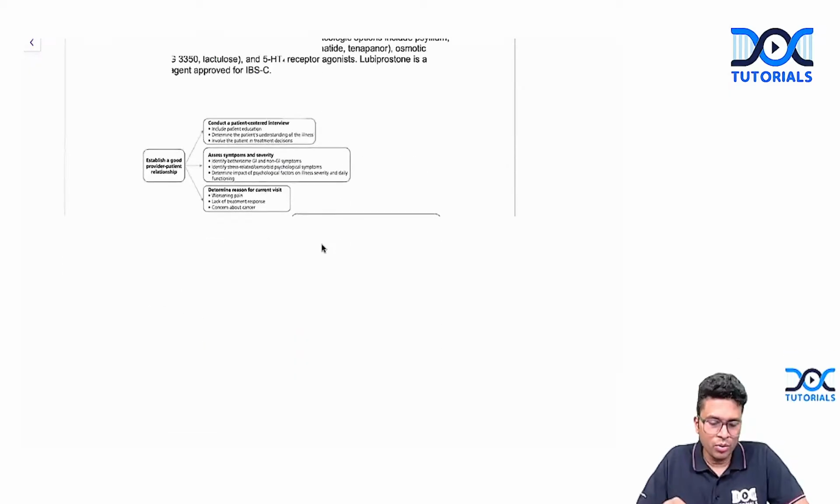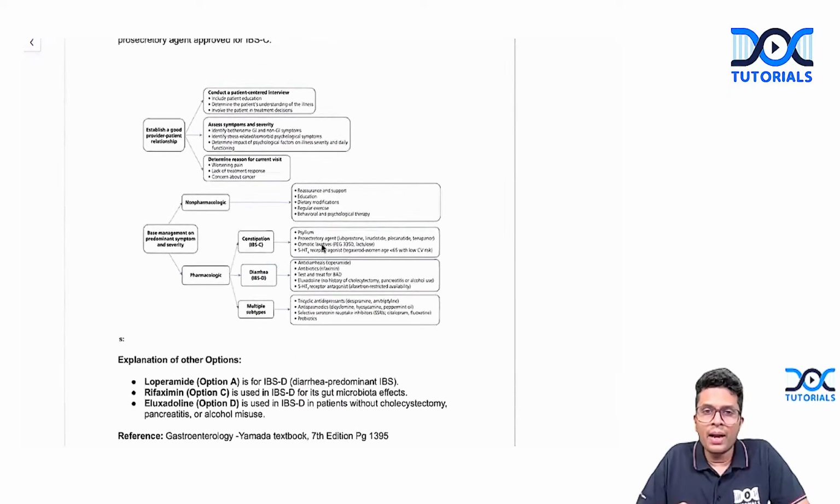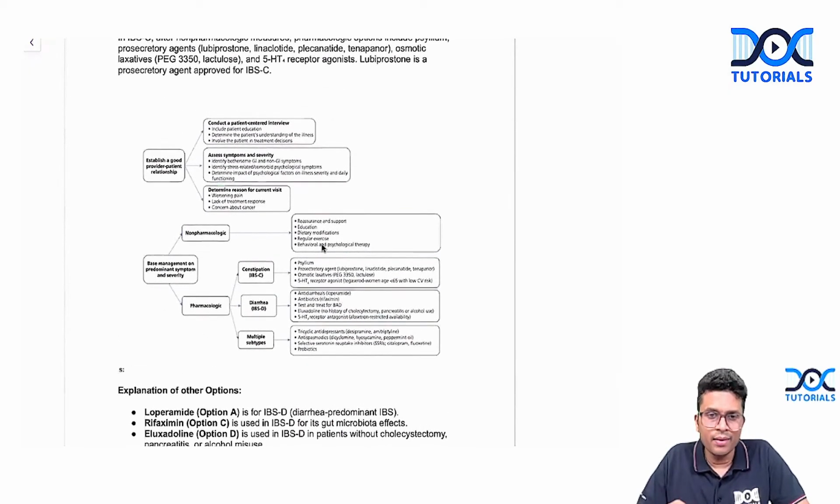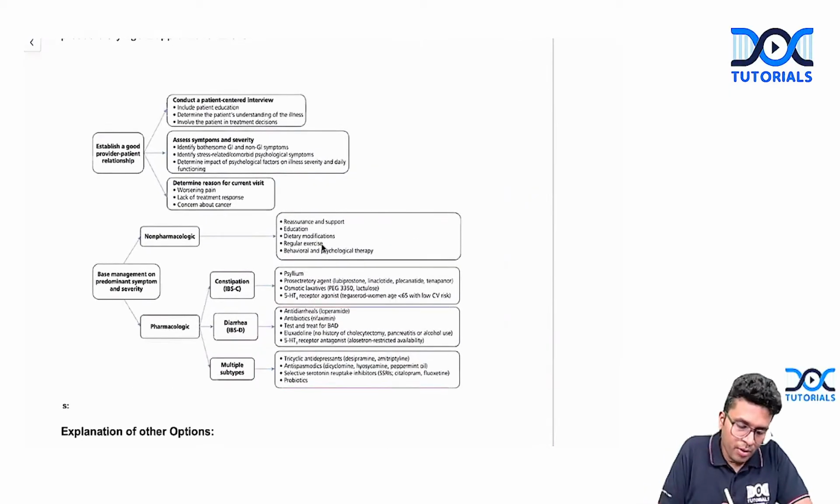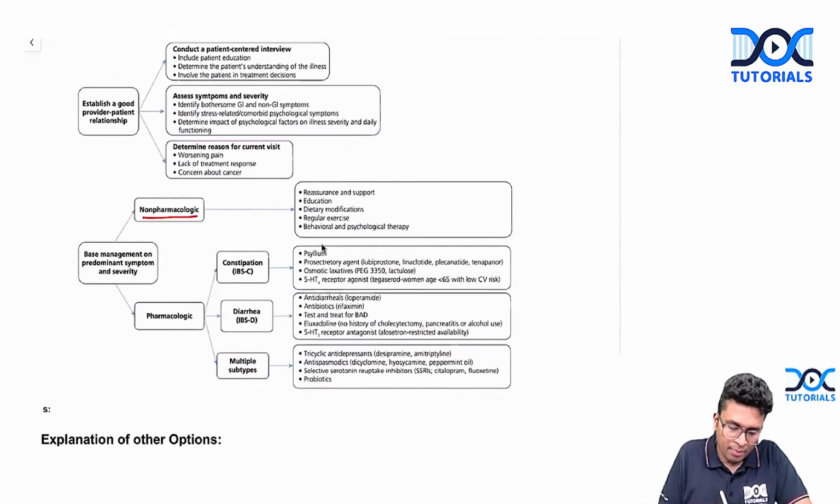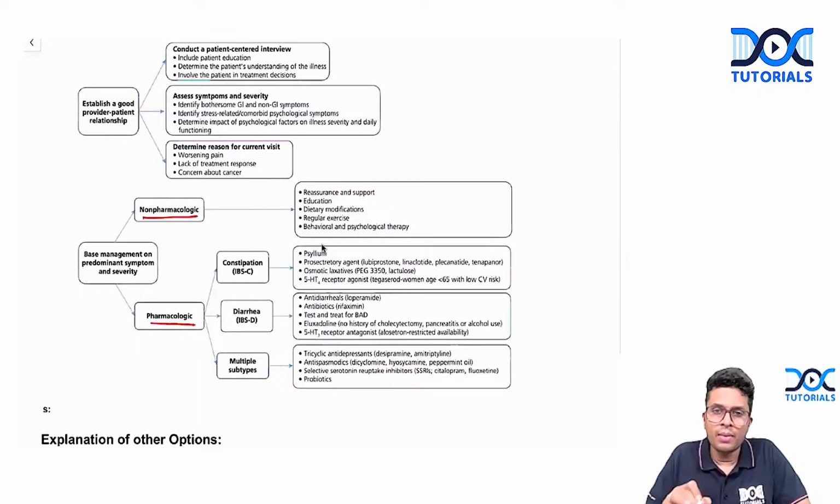So you should know how we manage patients with IBS. There is pharmacological management and non-pharmacological management. Pharmacological management is based on the symptoms. First, for constipation we give drugs like psyllium, anti-secretory agents. Then come laxatives and maybe even 5-HT4 agonists. So from these options, lubiprostone is the best answer for this particular question.